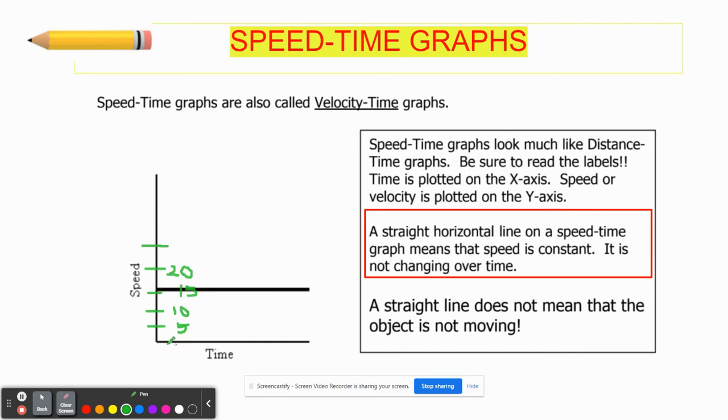Whatever object this is, time is changing, it's going on, but look, the object is going 15 miles an hour, 15 miles an hour, 15 miles an hour. So now you can see if you just slow down and look over here, speed versus time, the speed is staying the same right there, okay? Whatever object it is.